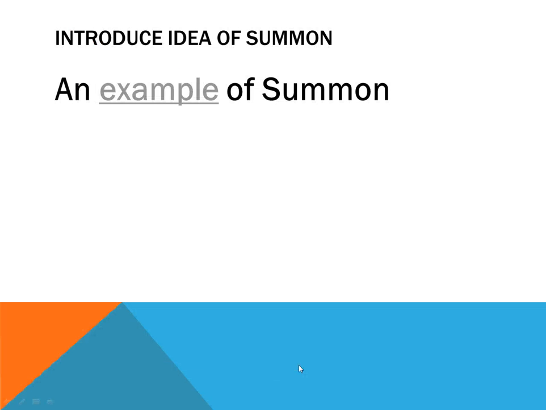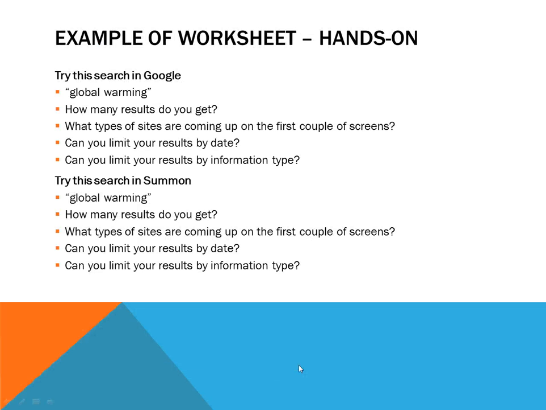I would then want to break them up into groups and hand out a worksheet. It has a hands-on part, and they would have to do these searches. They would try global warming in Google, and there are some questions to get them started talking about it, and then try that search in Summon and see what kinds of resources. The big emphasis would be on what kinds of things we are finding. And then, are they good? Are they reliable? Are they objective? Are they scholarly? So we would do that.